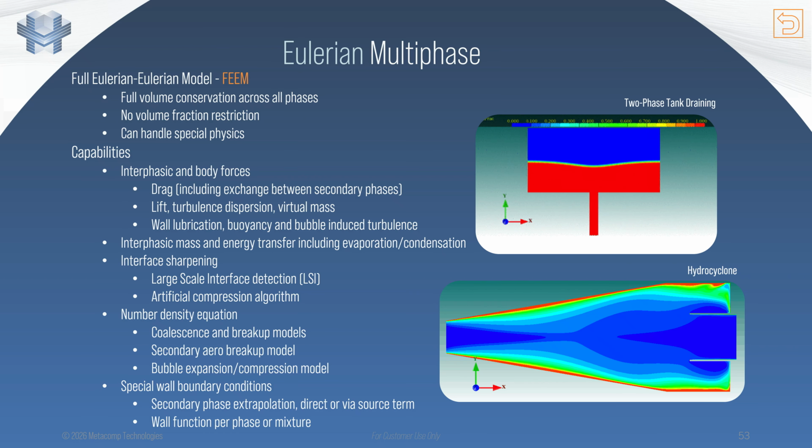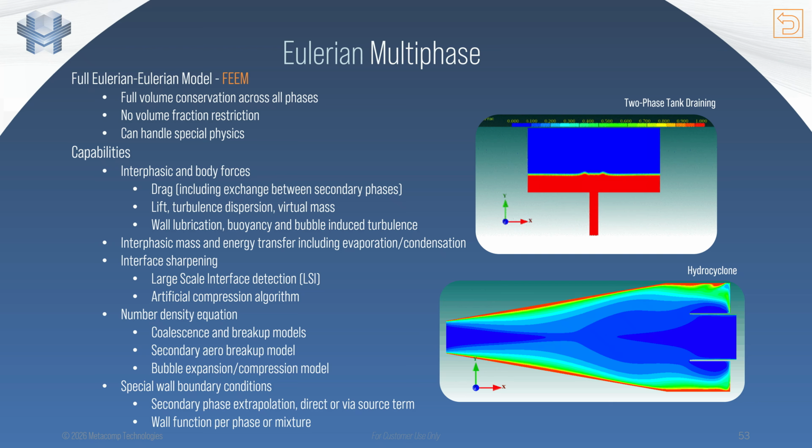In the FEEM model, as in the EDP model, separate mass, momentum, and energy equations are solved for each phase. However, unlike the EDP model, FEEM incorporates a volume fraction conservation equation across all phases, eliminating the high volume fraction restrictions present in EDP. Its capabilities include modeling interphasic and body forces, as well as mass and energy transfer processes, such as evaporation and condensation.